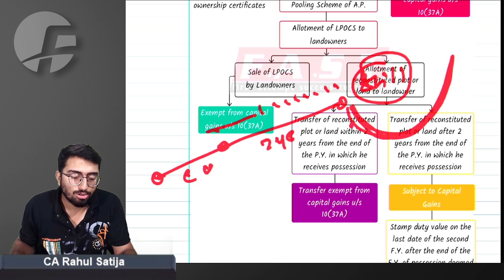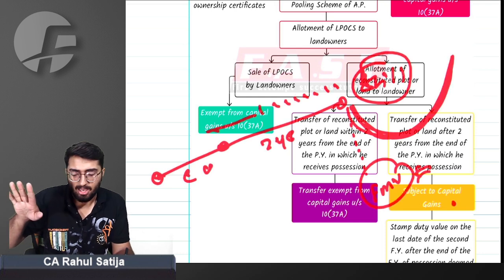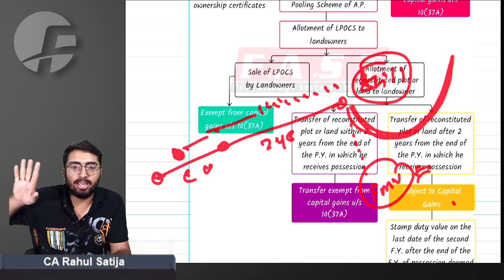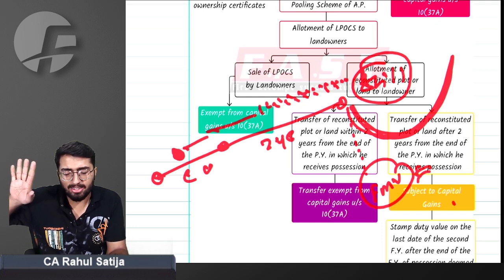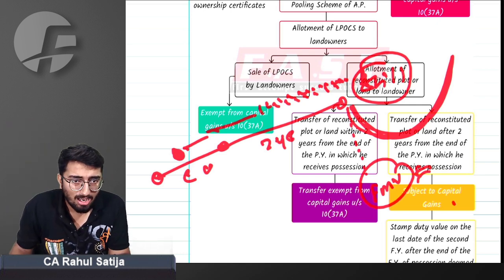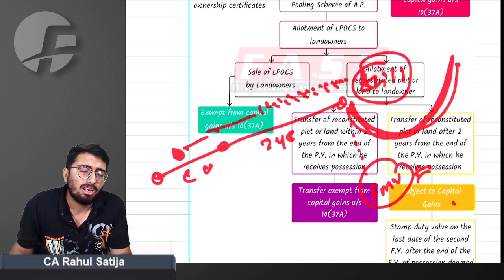But if you transfer after this period, then the cost of acquisition will be FMV as on the date of the end of this 2 years. Did you get this point or not? At any point you are allotted this property, let the year end, let 2 years end. During this period, if you sell this property, capital gain will not be applicable in your hands. And if you sell it afterwards, capital gain will be applicable.